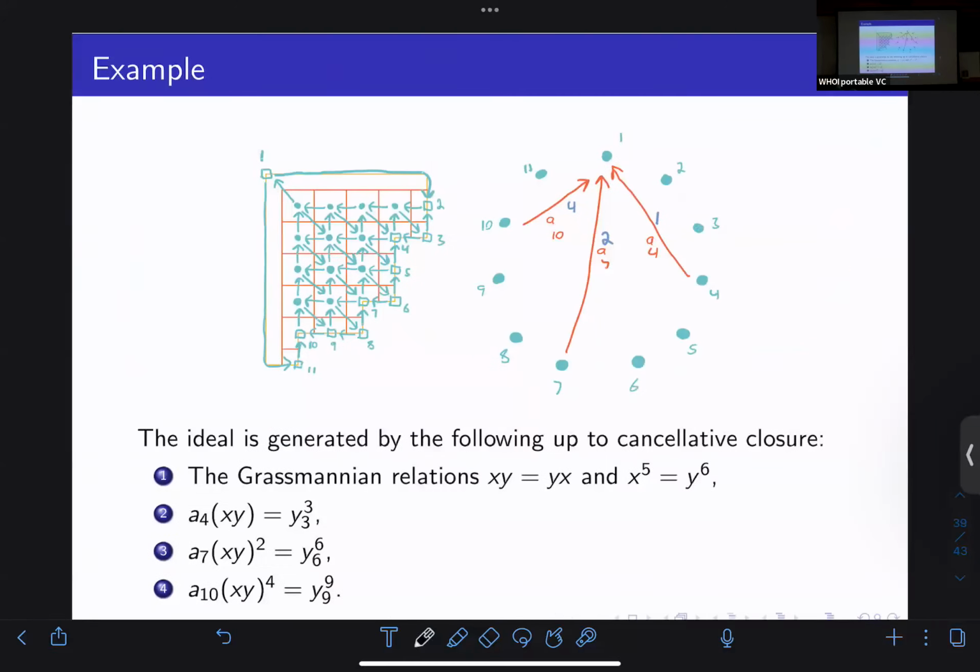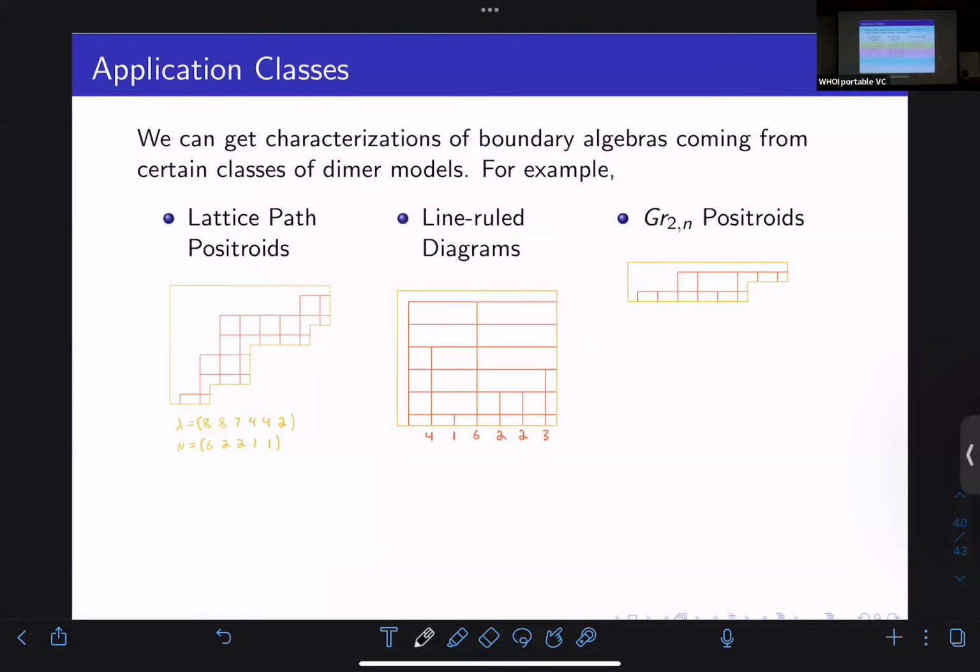And what might we do with this? In general, you can get some wacky stuff happening. And so in order to actually get nice characterizations, we need to restrict to some special cases. But in special cases, we can actually use this to get characterizations. These are three examples that I won't go into because I think I'm pressed for time here.